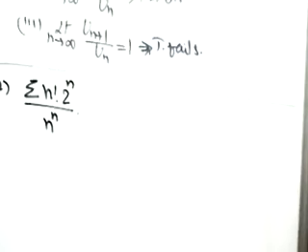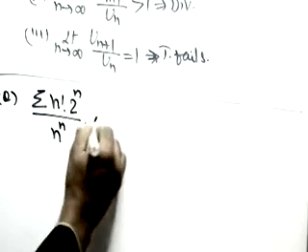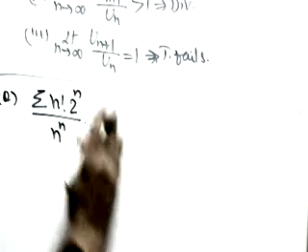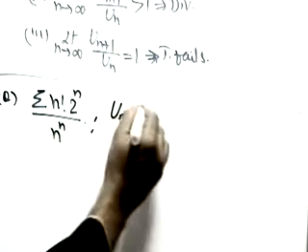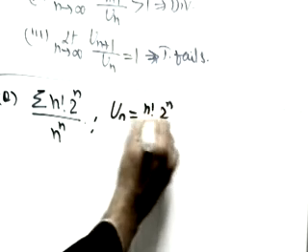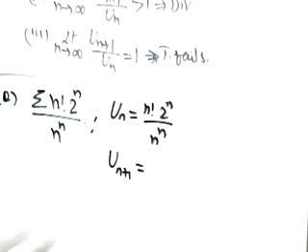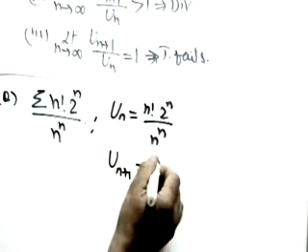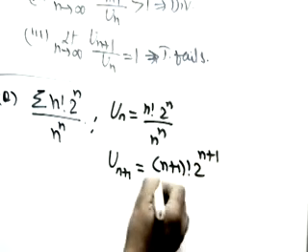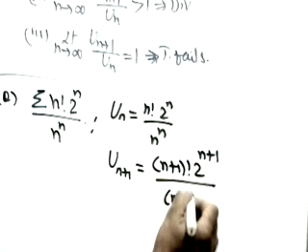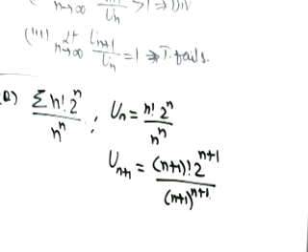So let me start with one question, which is written on the board. Whatever the question is given, this is the nth term. Therefore, let me write u(n) equals n factorial into 2 power n by n power n. So what will be u(n+1)? In place of n, we write n plus 1. So this will be (n+1) factorial into 2 power (n+1) by (n+1) power (n+1).